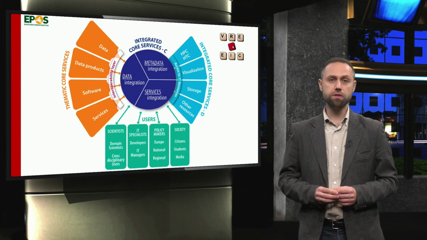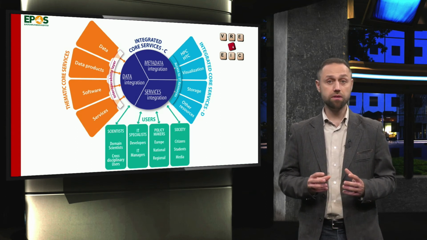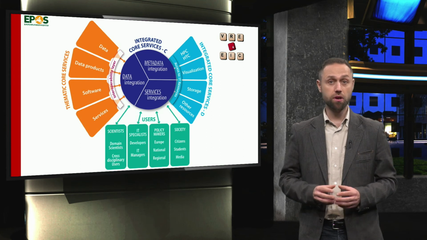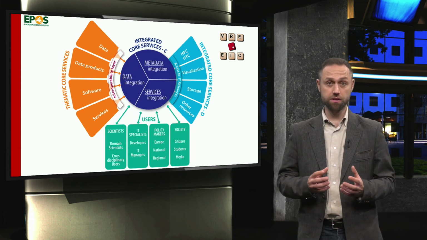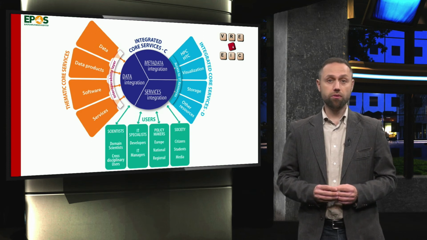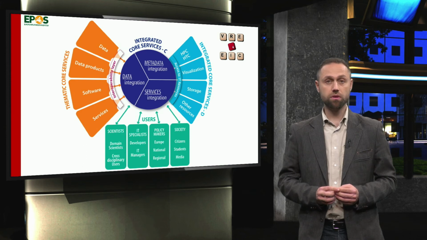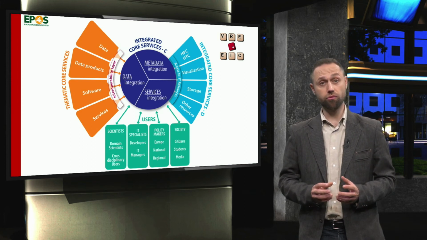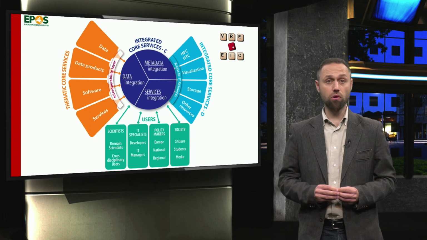Again, we will use the EPOS example. However, other multidisciplinary distributed research infrastructures are built upon the same fundamental concepts. The diagram in the picture represents the organizational architecture at technical and governance level of EPOS, which, reading from left to right, is composed of the following assets.